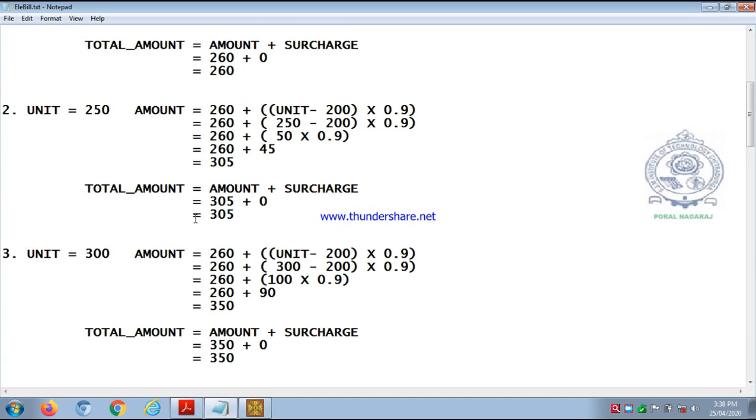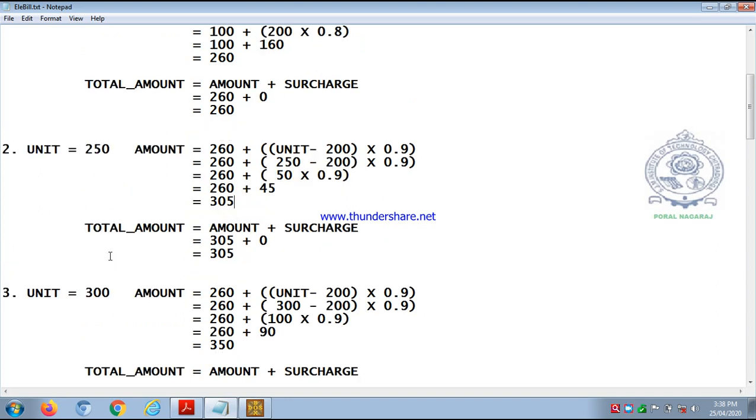Suppose the unit is equal to 300, meaning up to 300 we have computed. The same formula applies: amount is equal to 260 plus unit minus 200 into 0.9. So 260 plus, now the value of unit is 300, so 300 minus 200 into 0.9. 300 minus 200 is 100, into 0.9 is 90. So 260 plus 90, 350 rupees is the amount.